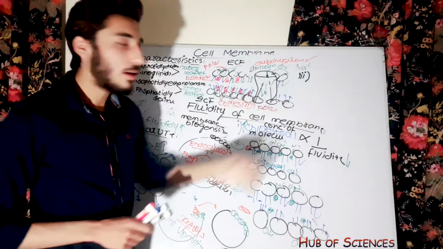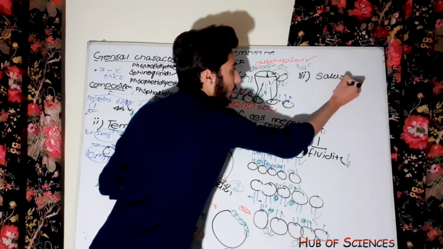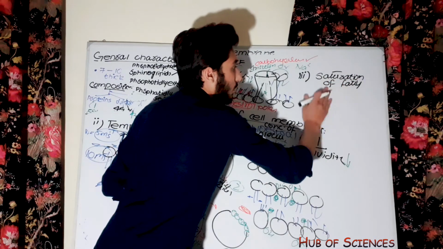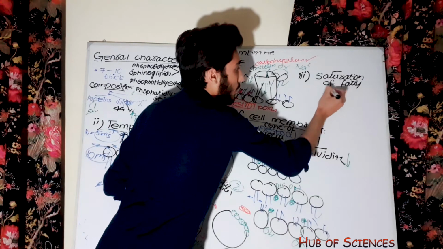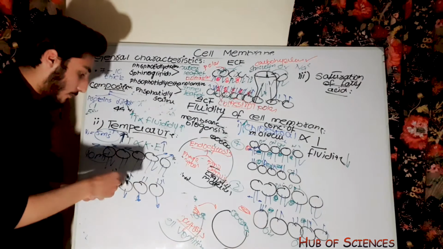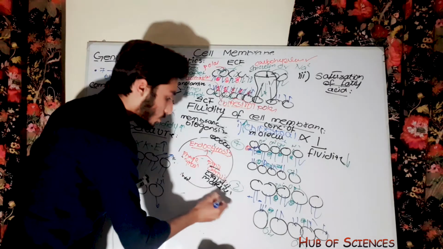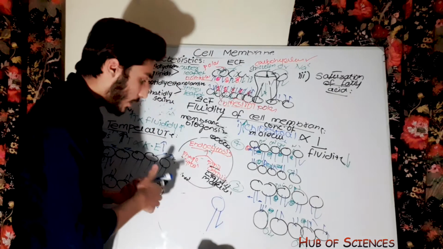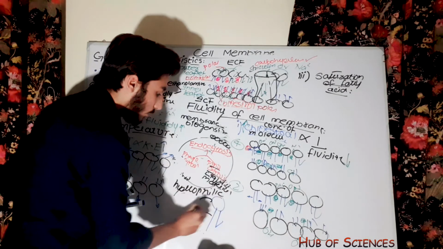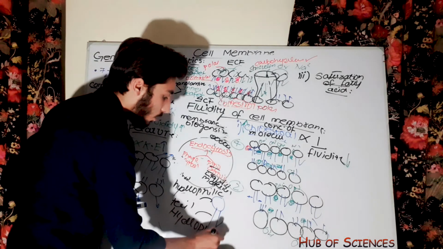So the third factor is the saturation of the fatty acid. We are talking about which type of fatty acids and which saturation. So let's take a quick review of the phospholipid molecule. We discussed that a phospholipid molecule has two regions. This is the head, this is the tail. The head is hydrophilic, meaning polar, it will dissolve in water, while the tail is hydrophobic, meaning it is non-polar, it will not dissolve in water.